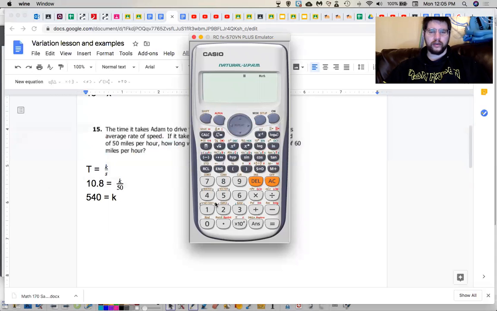Use a calculator. Mode 1, 10.8 times 50. 540.